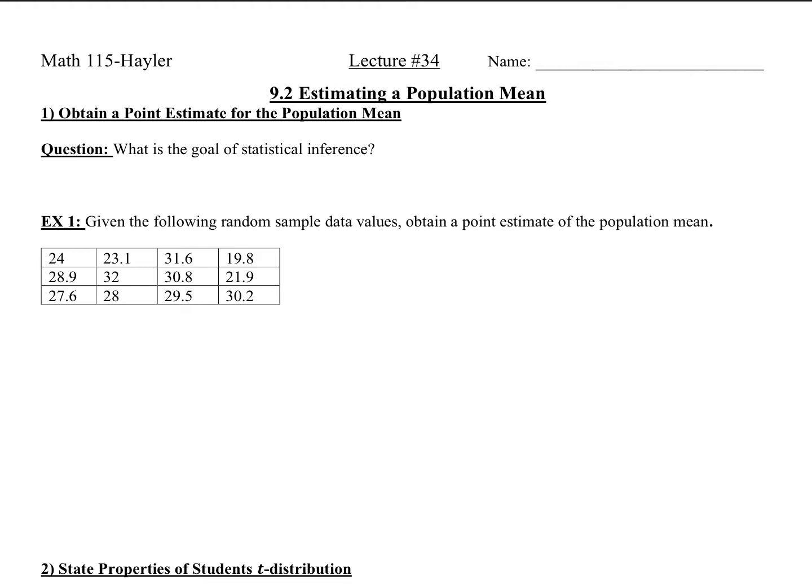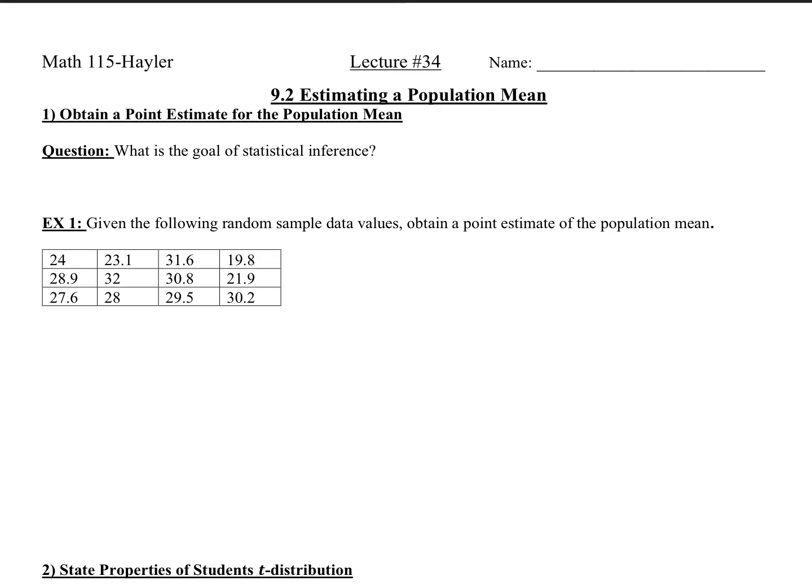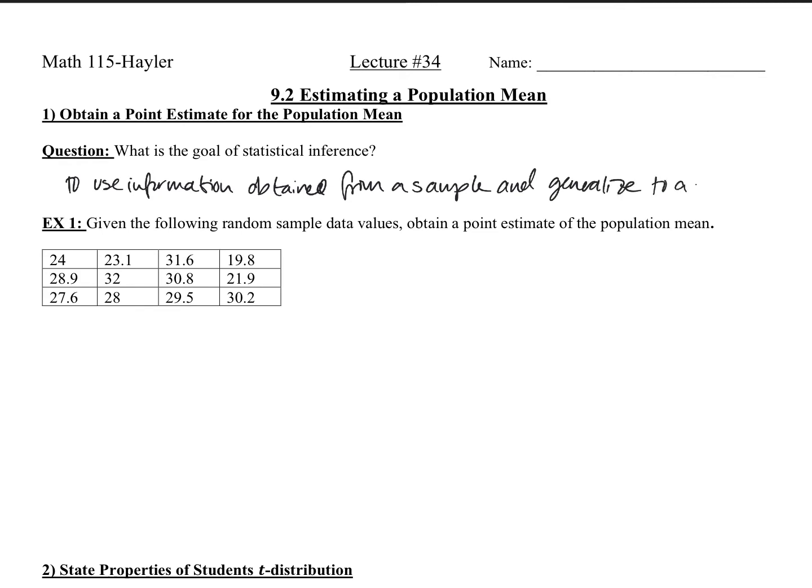Well, remember, the goal is to use information, so let me go ahead and write this out. To use information obtained from a sample and generalize to a population. Okay, so we'll take a sample, make a sort of a statement, and then generalize it to the population. That's the goal of statistical inference.